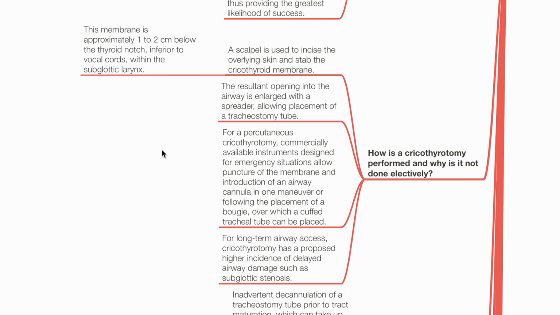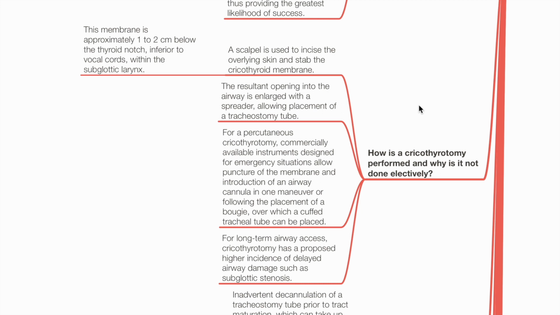How is a cricothyrotomy performed and why is it not done electively? This is performed by using a scalpel to incise the overlying skin and stab the cricothyroid membrane. This membrane is approximately 1 to 2 centimeters below the thyroid notch, inferior to the vocal cords, within the subglottic larynx. The resultant opening into the airway is enlarged with a spreader, allowing placement of a tracheostomy tube.